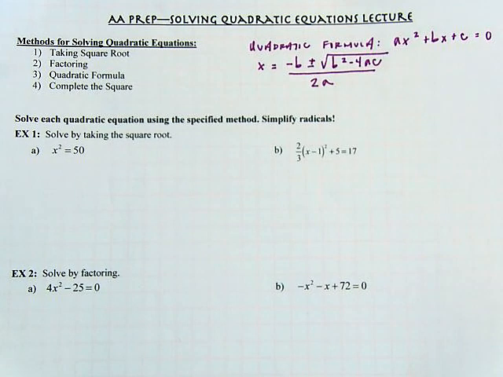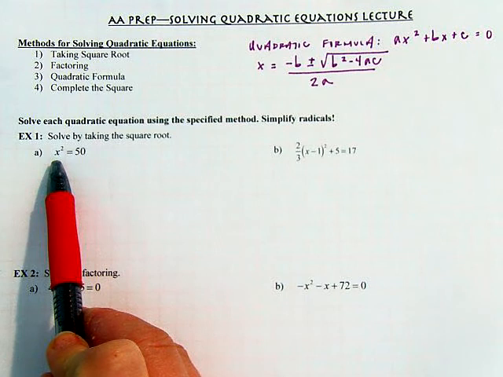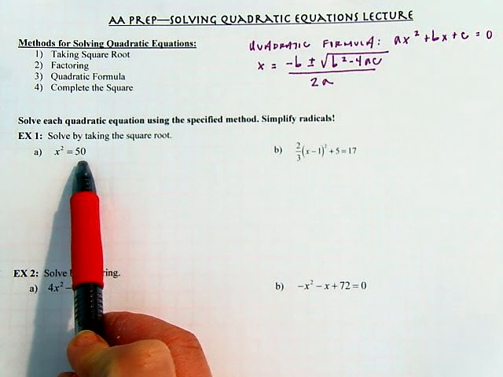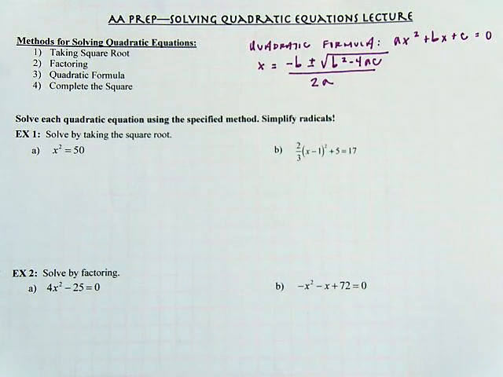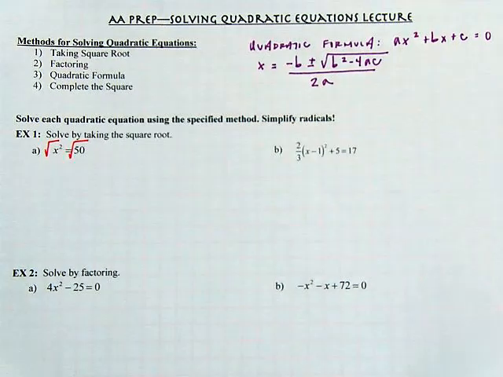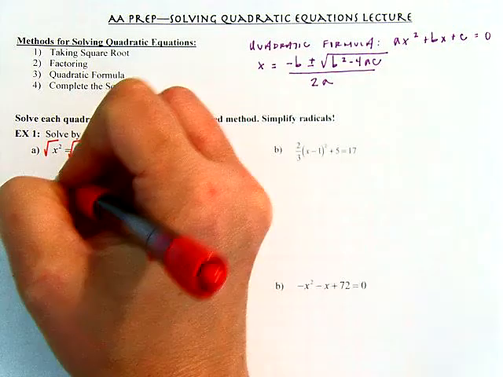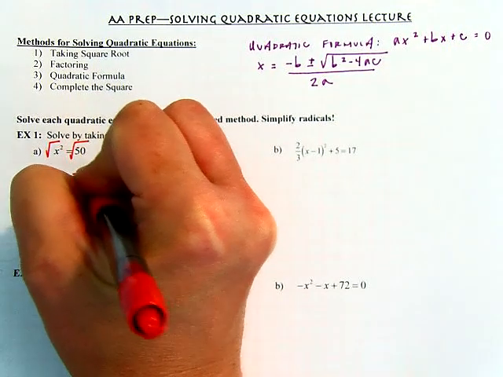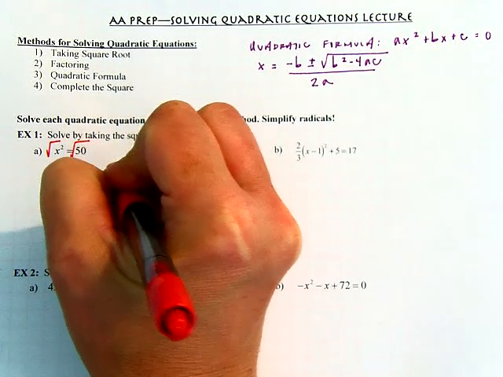All right, so my instructions are solve each quadratic equation using the specified method, simplify radicals. So first up here, I have x squared equals 50. Pretty easy. The quadratic term is already isolated, so I can take the square root of each side. So here I'm going to have right now x equals plus or minus the square root of 50.